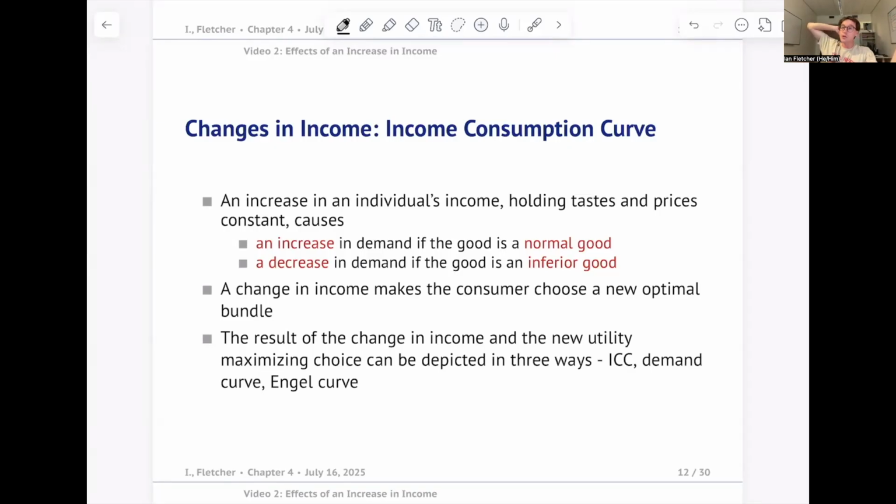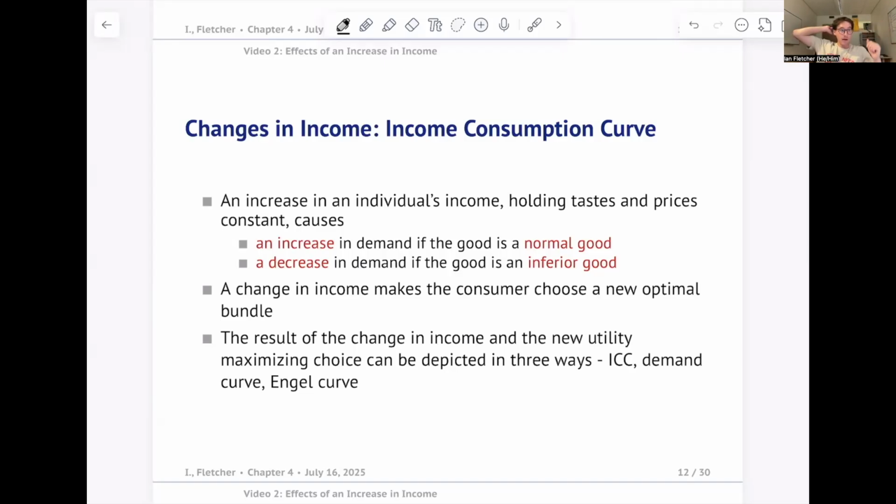So we're going to be moving into a new indifference curve. And this resulting change in income and our new utility can be maximized in three different ways. First, we can use our ICC, which is what we're going to do now. Second, we can use our demand curve. Or third, we can use this thing called an Engel curve. But let's first just start with this income consumption curve.